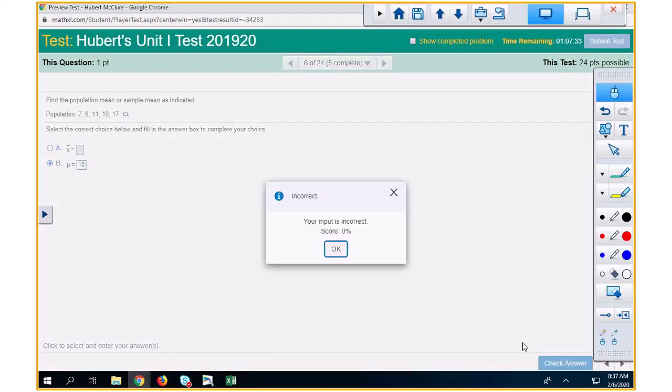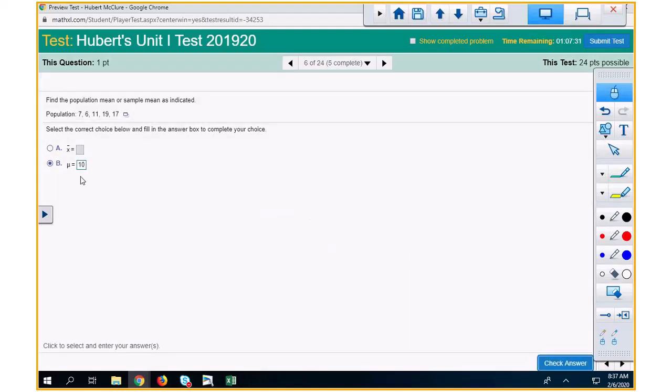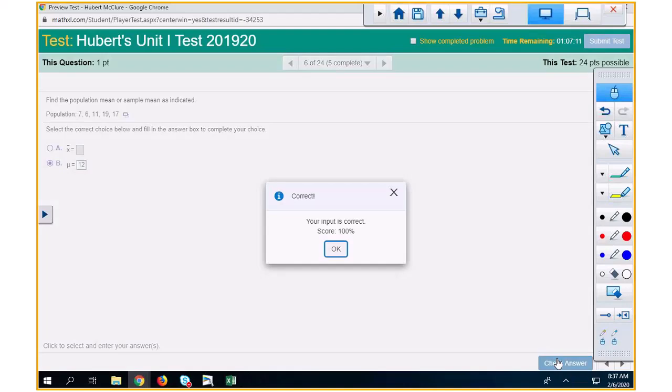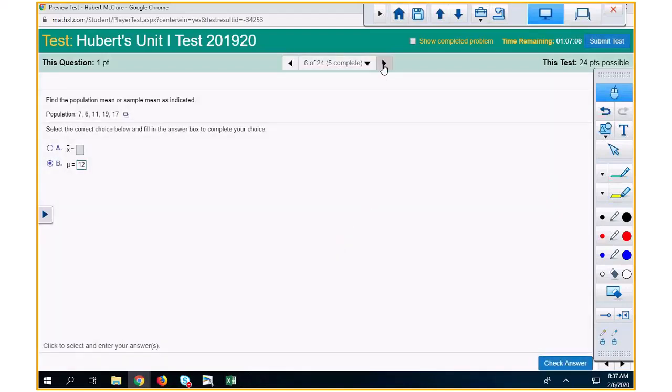I can hit check answer. Nope. I must be on the wrong one. Why do y'all do that? I ask y'all what the answer is, and as soon as I hit correct answer, one person goes 12, and five other people try to beat that person saying 12. Why do y'all do that? Y'all suck. There we go. Thank you, ma'am. Thank y'all both.